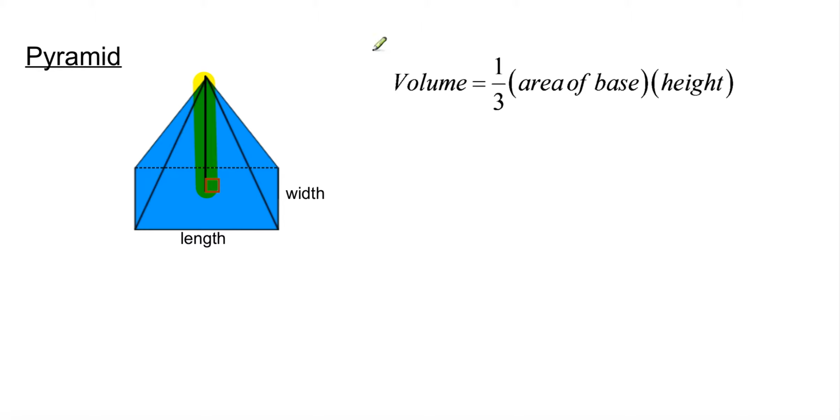And so what you're doing is you're just finding the area of the base, length times width, multiplying it by the height, and then dividing it by 3. And dividing by 3 is the same thing as multiplying by 1/3. So you can also write this as 1/3 length times width times height. But if you look at it this way, area of the base, that base is a rectangle. So it's the same thing, just 2 different ways to approach it.